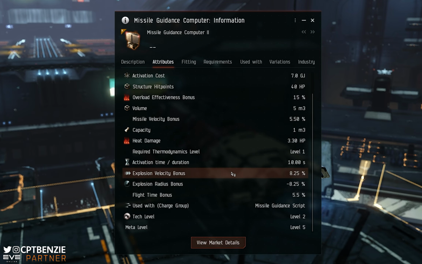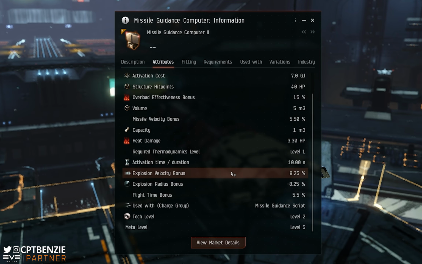You can also use missile guidance scripts in here. And I don't want to figure too heavily into this, just a basic rundown of these. Essentially, missile guidance scripts are kind of like ammo that you can load into the computer. They're not consumed and they are readily changeable on the fly. And there are two types of guidance script that we can use. There's optimal range and there's enhanced guidance.